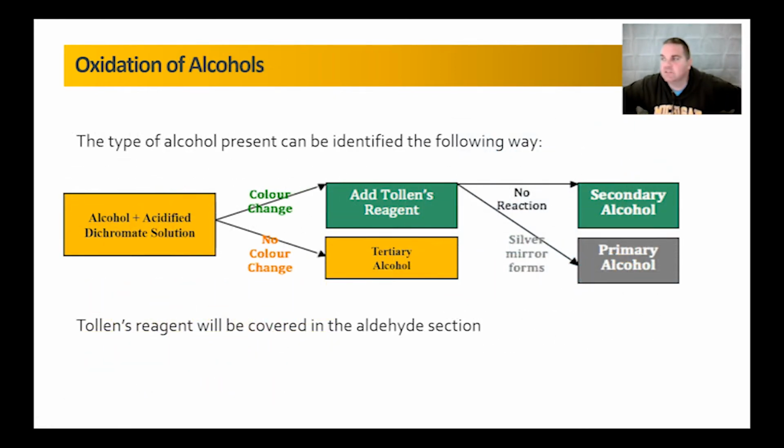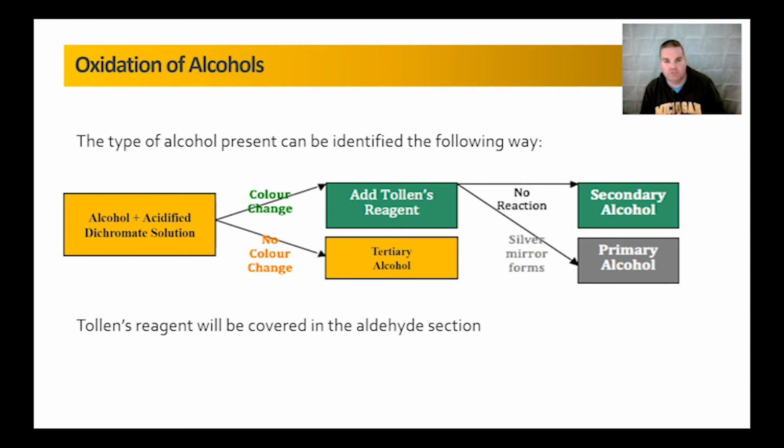So the reality is you can tell what sort of alcohol you've got by doing a couple of simple reactions. If you're trying to work out if it's a primary, secondary, or tertiary alcohol, first of all you add your acidified dichromate solution and you probably warm it a little bit to help increase the rate of reaction. If it stays orange, straight away you know you've got a tertiary alcohol, so you don't need to do anything else. If you get that colour change from orange to green, you've either got a primary or a secondary.